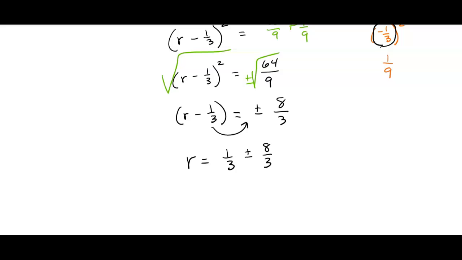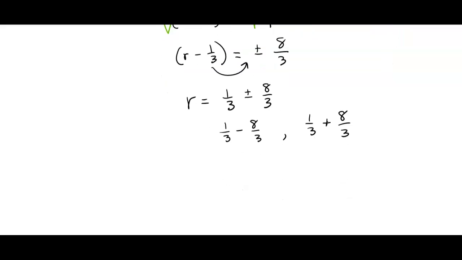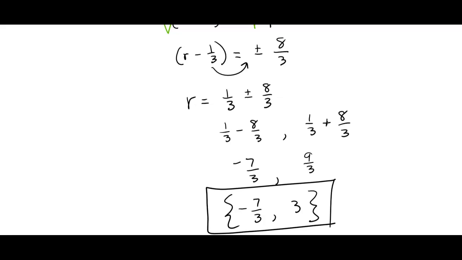Well, again, there's no radical part, so we can combine here. So 1/3 minus 8/3, and then 1/3 plus 8/3. Okay, so 1/3 minus 8/3, that's going to be a negative 7/3. And then 1/3 plus 8/3, that's going to be 9/3, but 9/3 is going to be 3. So negative 7/3 and 3. Those are going to be my two solutions. So a little bit of fraction work there, but that's how you do it. All right.